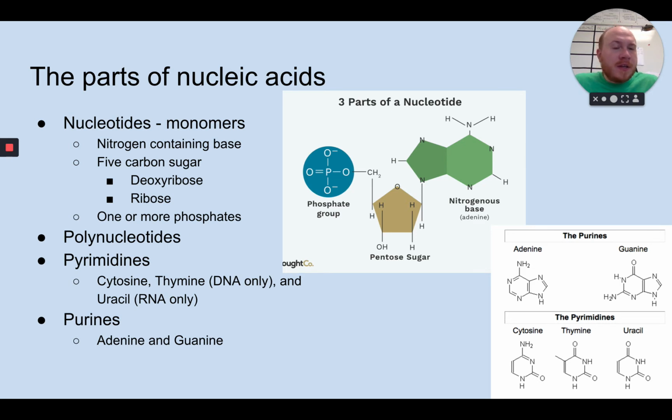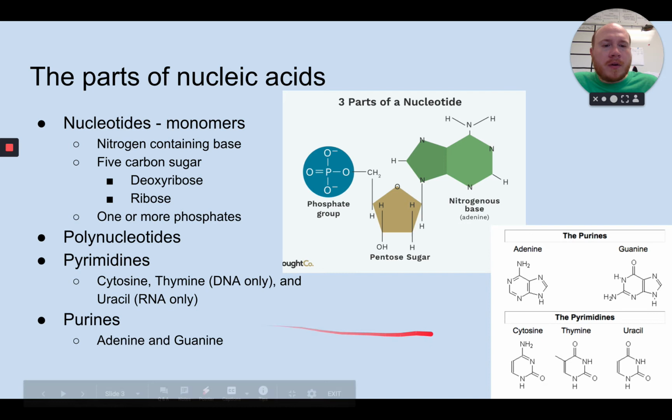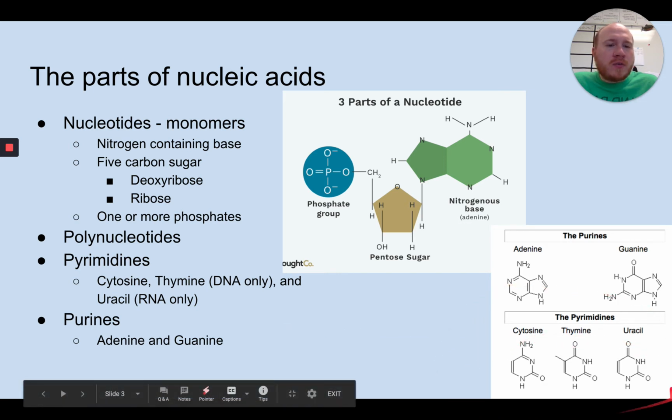In DNA and RNA, there are the nitrogen-containing bases. There are the pyrimidines, which are cytosine, thymine, found only in DNA, and uracil, found only in RNA. And you can tell their structure because they have only one ring. Purines, which are adenine and guanine, have 2 rings.